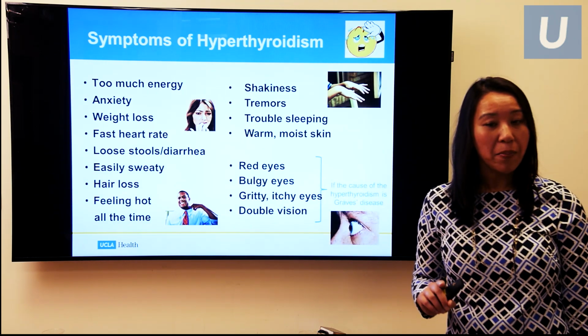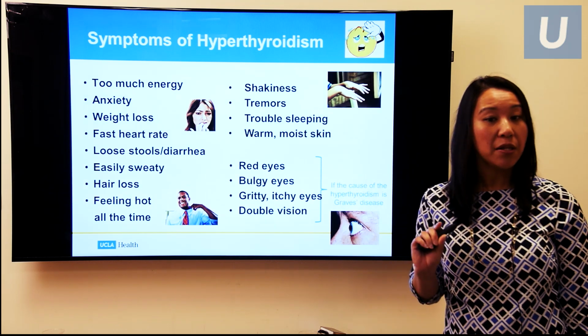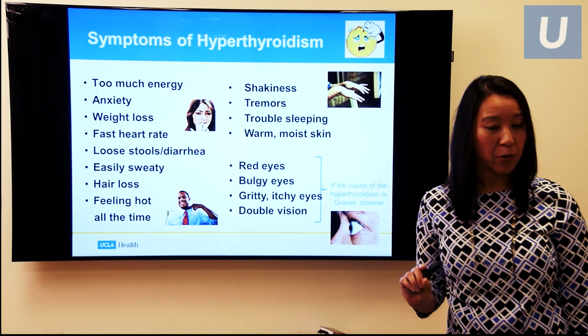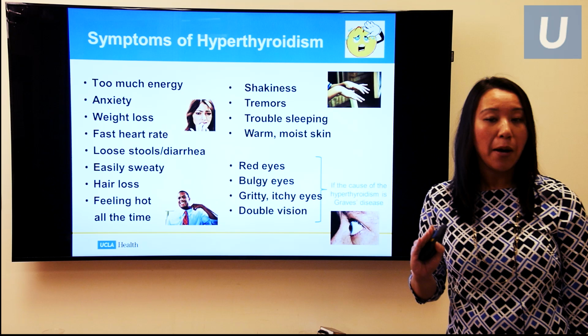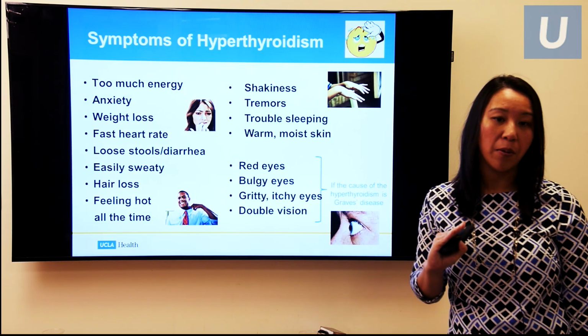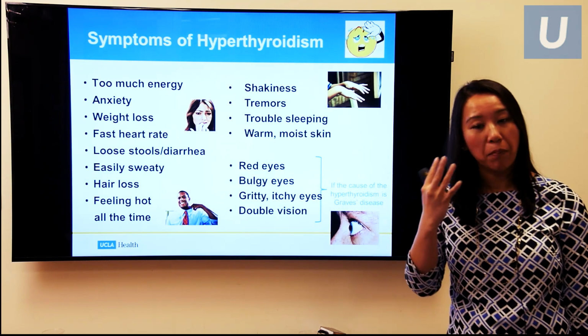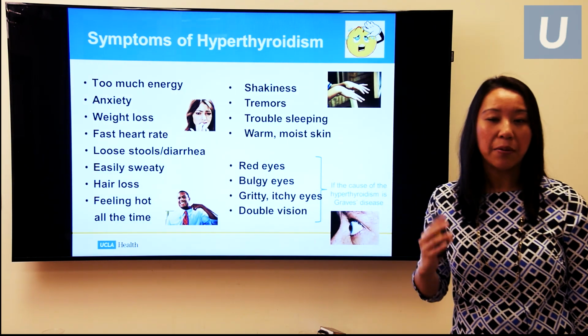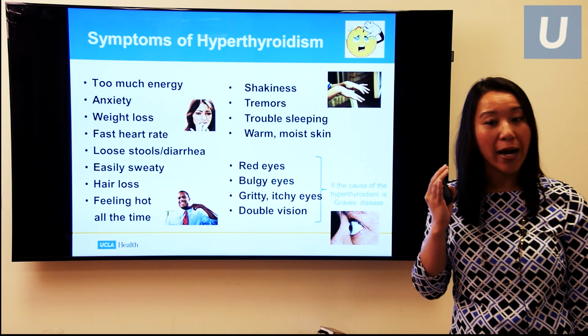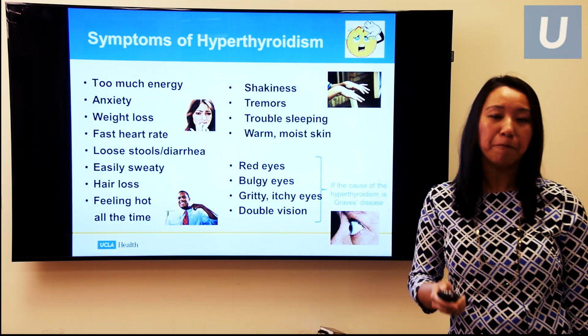And we'll talk a little bit about one particular type of hyperthyroidism in the next few slides. But in this particular type of hyperthyroidism called Graves' disease, some people can actually have their eyesight affected as well. And so this might manifest in the symptoms of red eyes or bulgy, bigger eyes, this feeling of grittiness, like your eyes are always very, very itchy, or you can have some double vision.